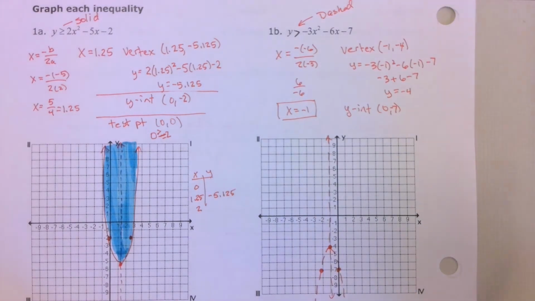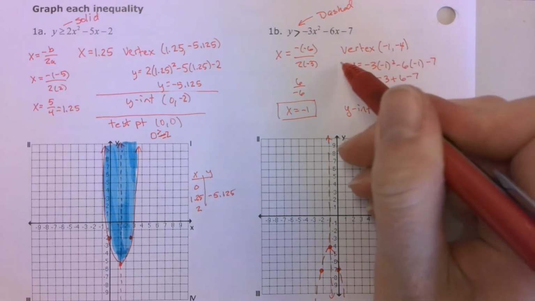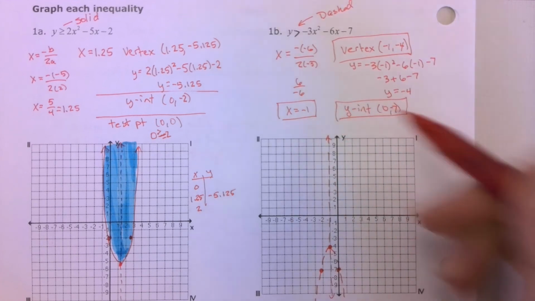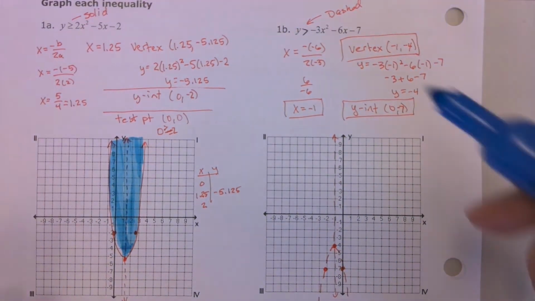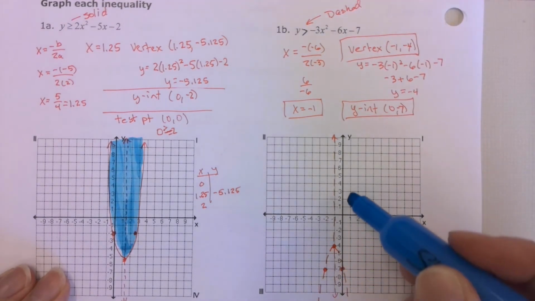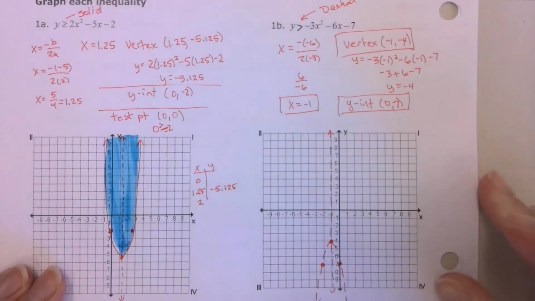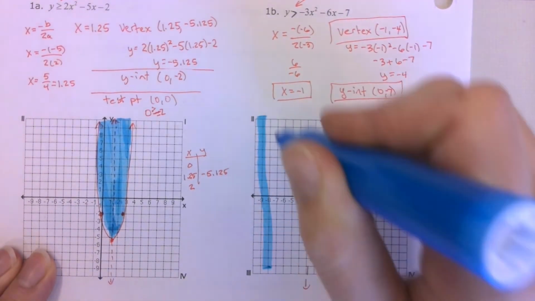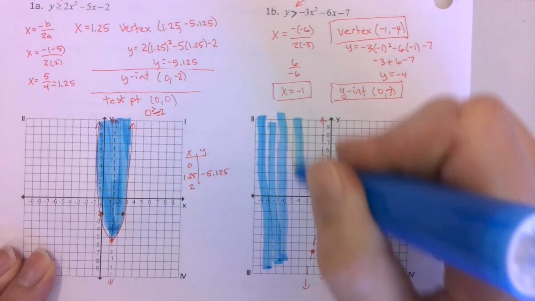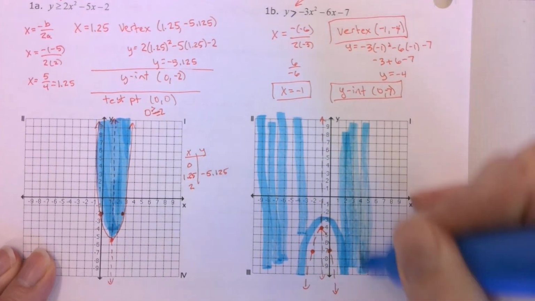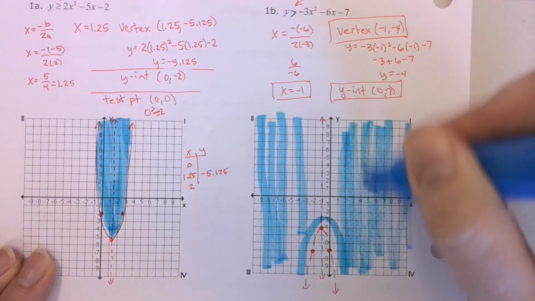And then we need to take a minute and determine where to shade. All right, so if we look, it says y is greater. And so if I'm here, I go up the y-axis, it's greater here. So I'm going to be shading above my parabola, which happens to be on the outside. So everything else is shaded in.